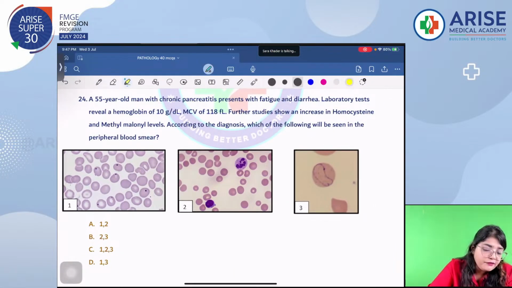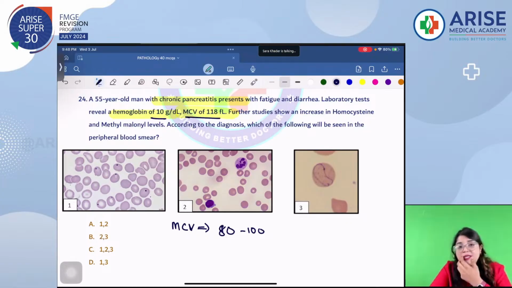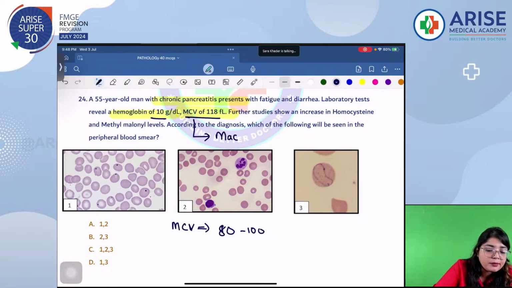A 55-year-old man with chronic pancreatitis with fatigue and diarrhea, lab results hemoglobin of 10, MCV is 118. Now MCV, guys, normal MCV is 80 to 100. Anything less than 80 is known as microcytic. Anything more than 100 is known as macrocytic. So the kind of anemia that they're talking about is macrocytic anemia.